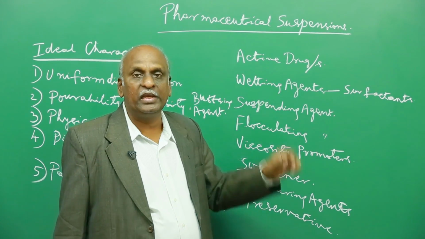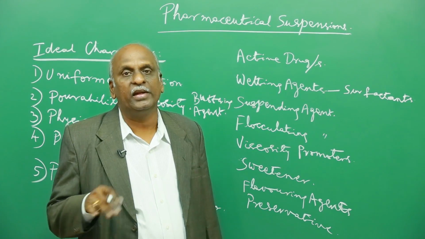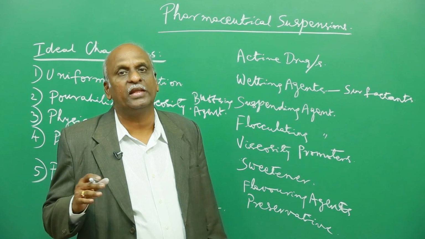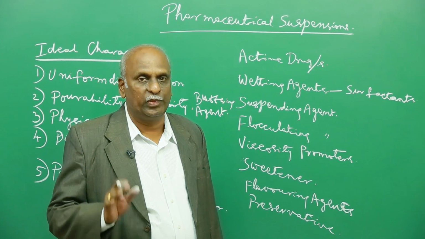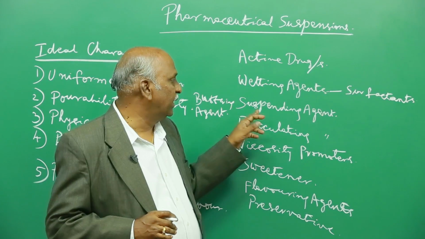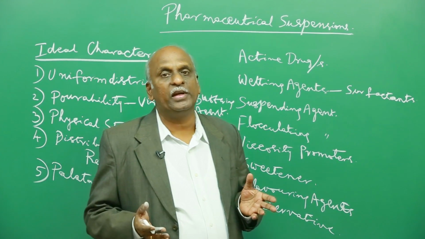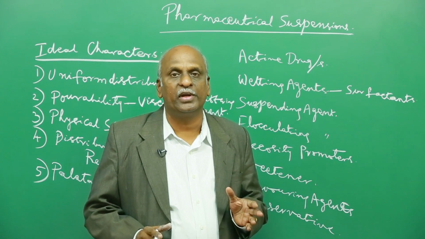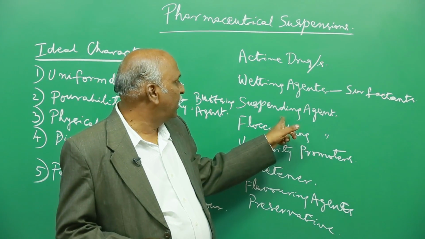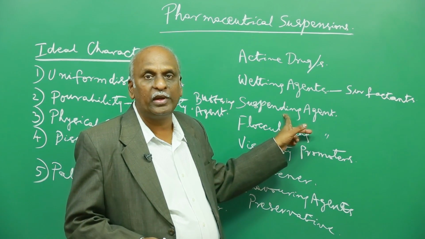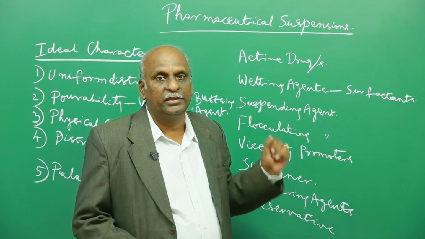So the job of the wetting agent is to wet these drugs so that they can be intimately mixed with other ingredients and can be distributed uniformly in the suspension. That is the purpose of a wetting agent. A suspending agent is one which makes the suspended particles uniformly distributed in the pharmaceutical suspension. So therefore, a suspending agent is going to be required to see that it is uniformly distributed.